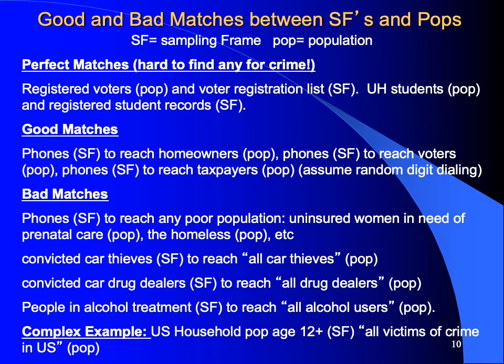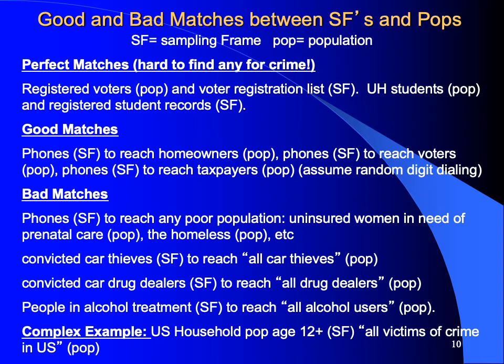One more perfect match. What if my population was students in the Hawaii public school system, K through 12? There's a list out there of people who are enrolled in the public school system. Of course, since they're minors, you wouldn't be able to get a hold of that list, but for that population, there's a perfect match. Maybe a pretty good match.